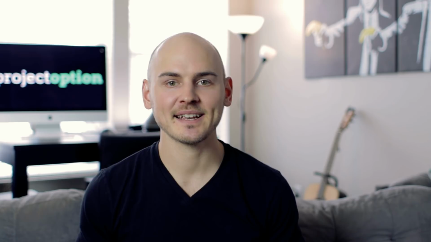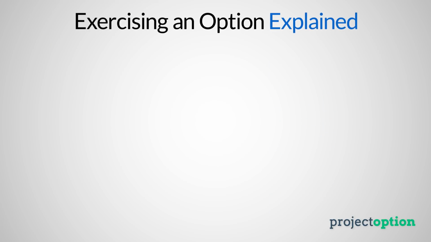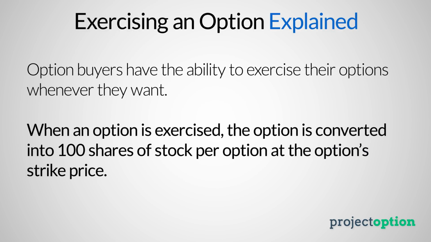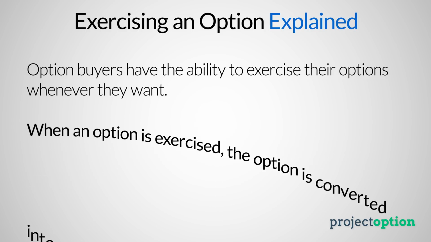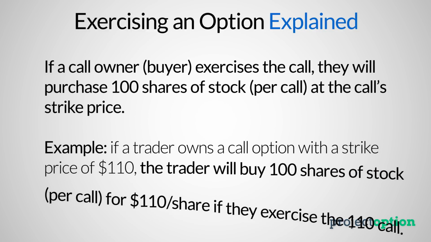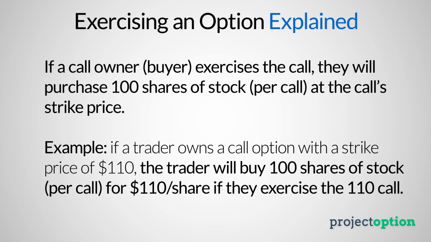Now, another critically important piece to options trading is the understanding of the fact that options can be exercised by the option buyer. What that means is if someone buys an option and they exercise the option, they are making the decision to convert the option contract into shares of stock at the option's strike price, as we've discussed earlier. So for example, if we have a call option with a strike price of $110, that means that if the option buyer exercises that 110 call option, they are saying that they want to purchase 100 shares of stock per call option for $110 per share.